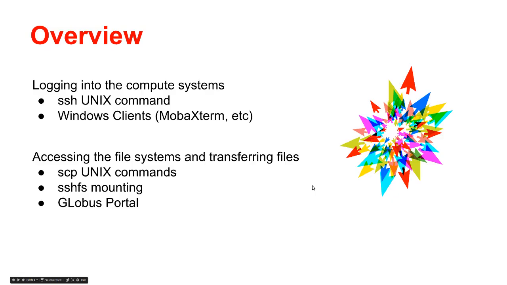As an overview, in this presentation, we'll be talking about logging into the Compute Systems using the SSH Unix command, and then talking about some Windows clients to replicate that behavior, and then accessing the file systems and transferring files using the SCP Unix command, mounting a drive with SSHFS, and then using the Globus portal.